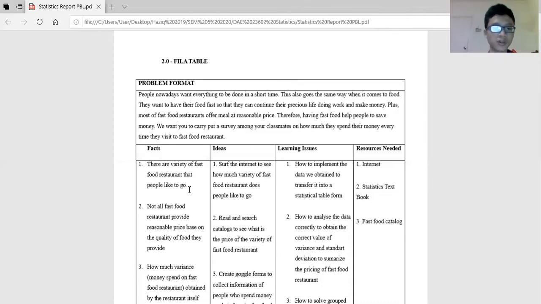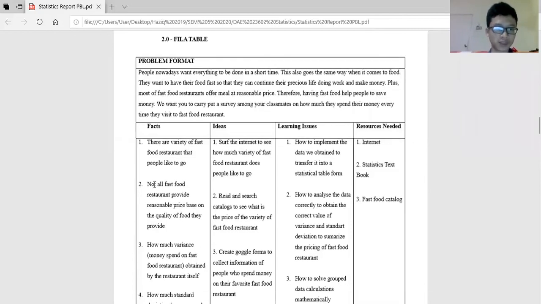Of course, Domino's also. And the second fact is that not all fast food restaurants provide a reasonable price based on the quality of food they provide. Yeah, this is true. If the fast food restaurant has more delicious food, it will charge an expensive price for its delicious food. But if the restaurant does not provide good, delicious food, maybe it will charge a cheap price to the customer. We look at the quality of the food.